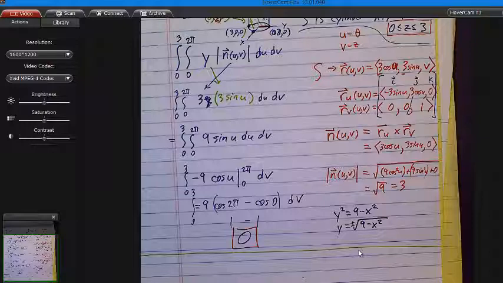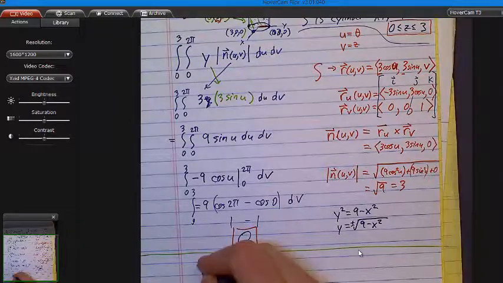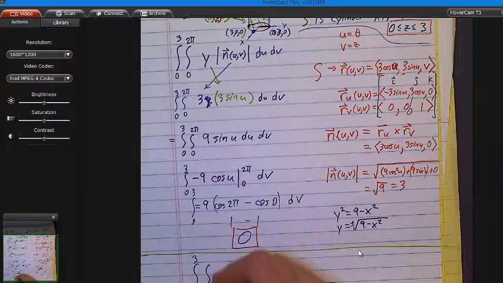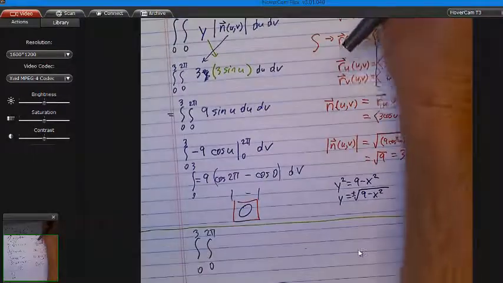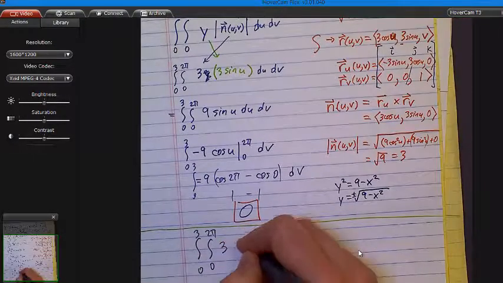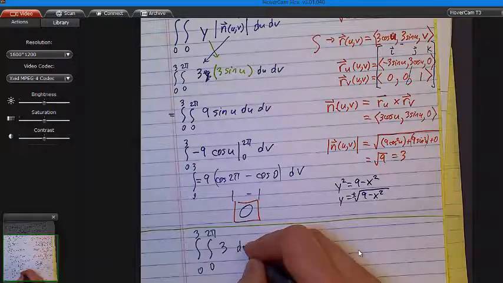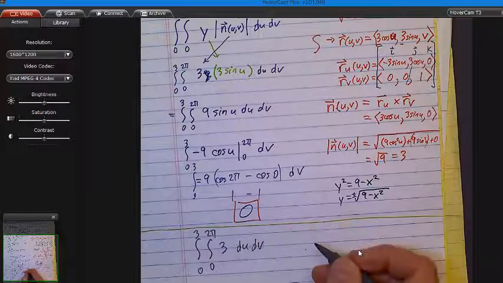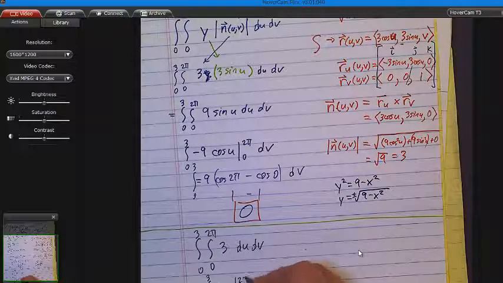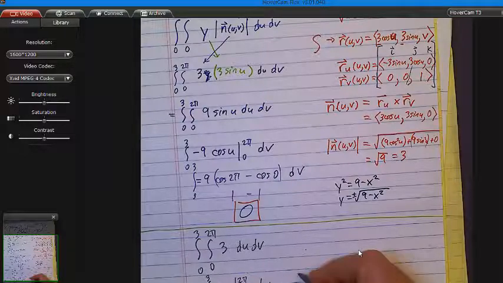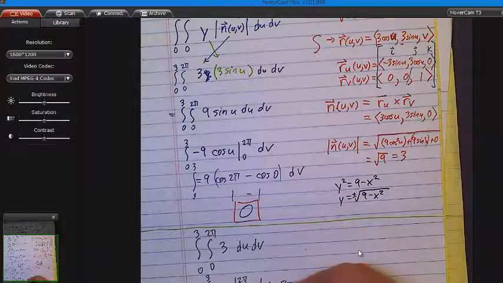I need a new color. Okay, so here we go. Double integral. We know it's integrate 0 to 3, integrate 0 to 2 pi. And I still have that normal vector turned out to be 3, and this was du dv. Well, this is easy, right? So I get integral from 0 to 3 of 3u from 0 to 2 pi dv. So I'm integrating 6 pi.